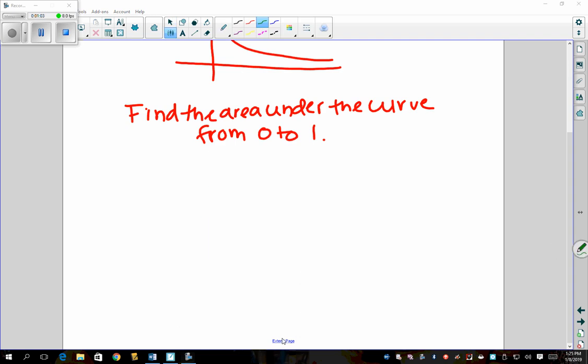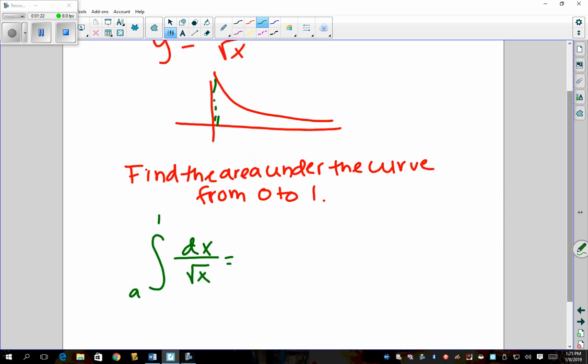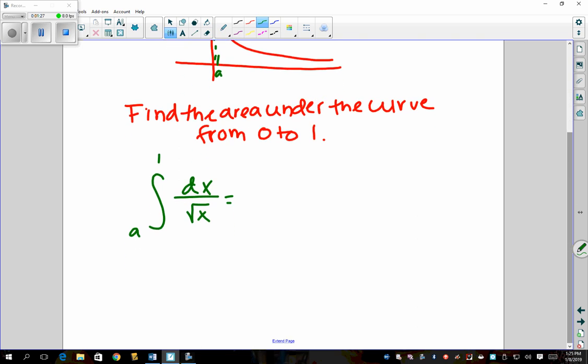So let's take the integral, let's say from a to 1 of dx over root x. So from any point a that's less than 1, so it could be 0.5, but the point is our a is over here, and we're going to try to find that limit as a approaches 0 from the positive side. So when we integrate this, we get 2 times the square root of x from a to 1.